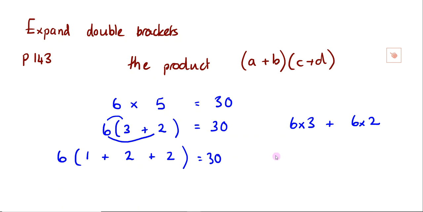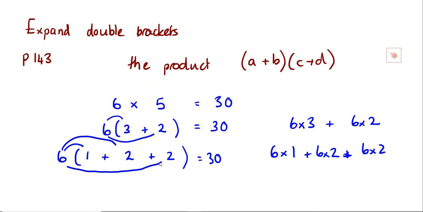So how do I make sure I do it? I have to have 6 lots of the 1 plus 6 lots of the 2 plus 6 lots of the other 2. So I'm doing whatever's on the outside by everything on the inside. Can you see how that will always give me the answer 30? Because I must have 6 lots of everything. The fact that I've split up the 5, I still want 6 lots of everything.